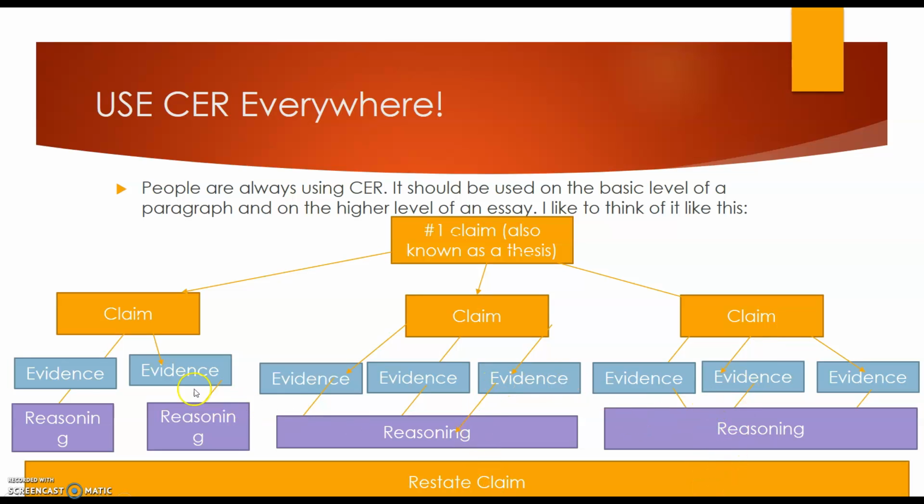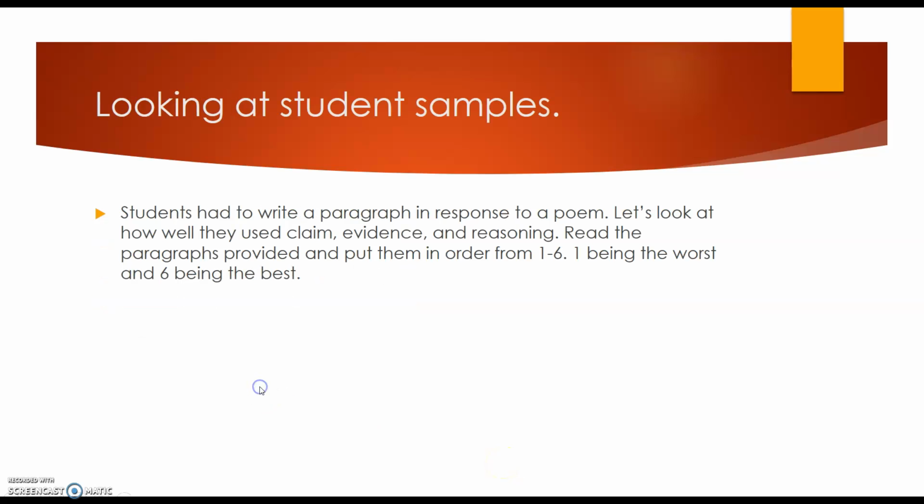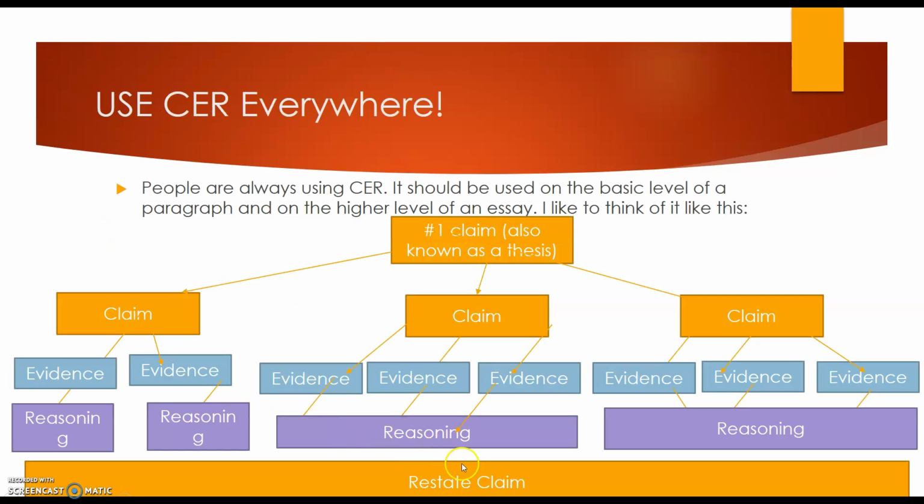And then each paragraph has evidence. They can have 2 pieces of evidence, 3 pieces of evidence. Notice right here, each evidence has its own reasoning box, but over here, all 3 pieces of evidence have 1 reasoning box. That is totally acceptable. And then at the end of your paper, you write a concluding paragraph and restate your claim.